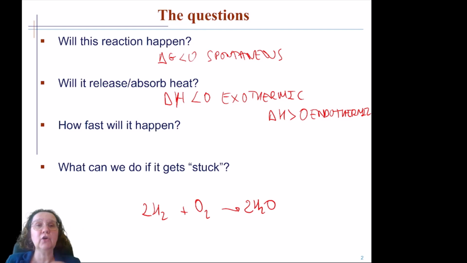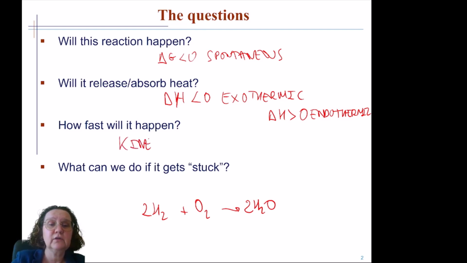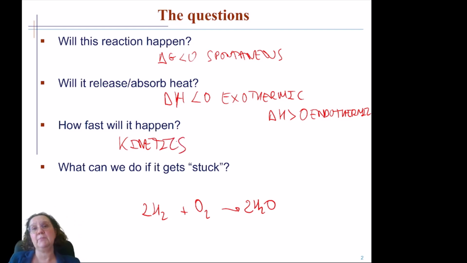You can mix the hydrogen and the oxygen together and nothing will happen, because although it's thermodynamically favorable, so the thermodynamic variables, both delta G and delta H, work in favor of that reaction being spontaneous, it is kinetically very slow. So how fast it will happen is a question thermodynamics cannot help us answer. Kinetics will tell us how fast a reaction will happen and how we can make it go faster. And this is what we're going to be discussing in the next few videos.